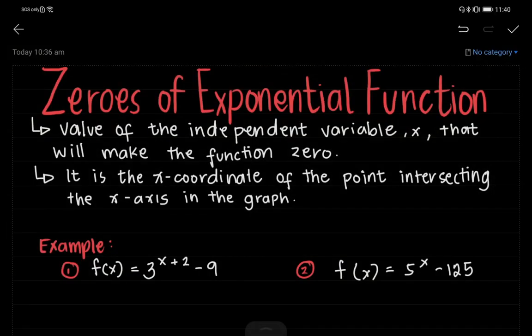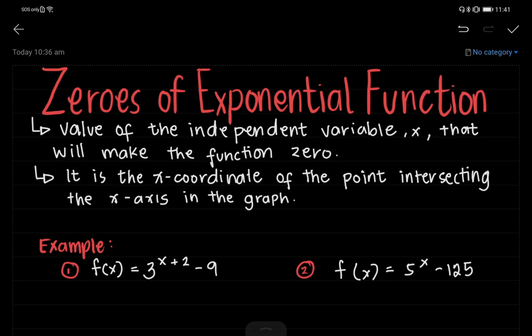Okay, so today guys, we're going to discuss the zeros of the exponential function. So, brief background about the zeros of the exponential function. Ano po ba yung zeros of the exponential function? Ang zeros of the exponential function, this is the value of the independent variable x that will make the function equal to 0. So ibig sabihin po niyan, ano po ba yung mga value ng x na kung saan, pag substitute natin siya doon sa ating variable, magiging 0 yung value ng ating given function.